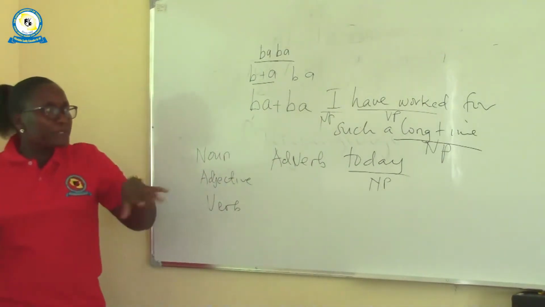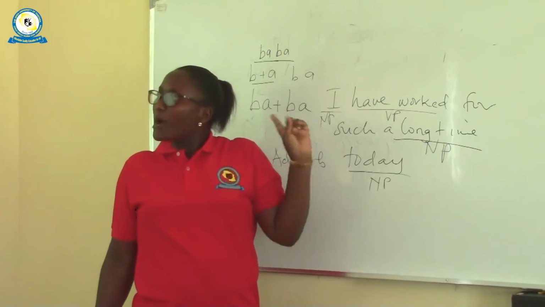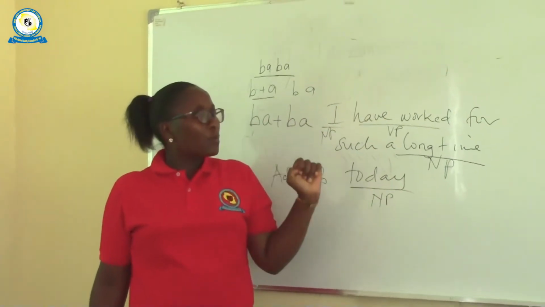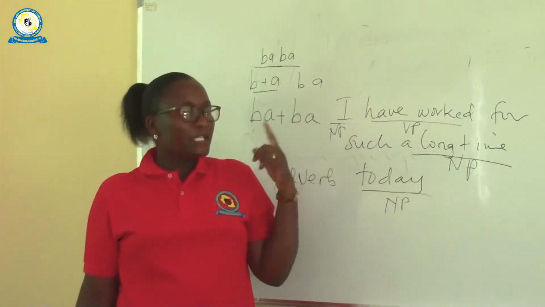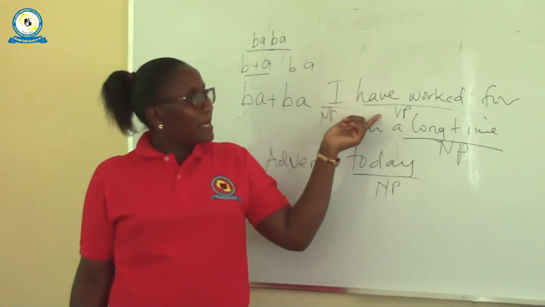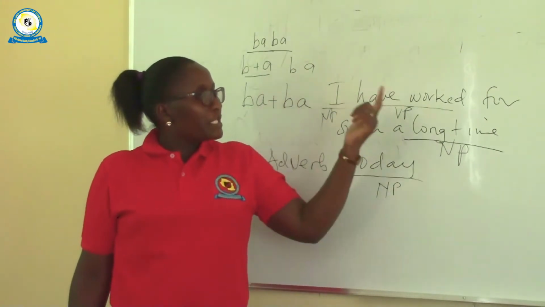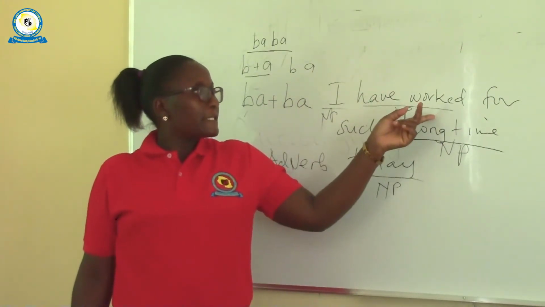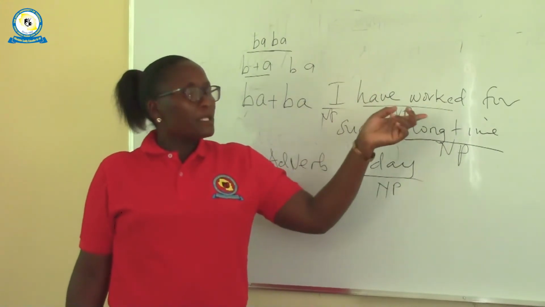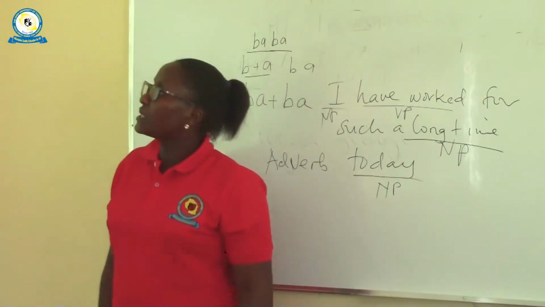Now within the groups, we can find more than one word having the same representation. Like "I have worked." "Have" is a helping or auxiliary verb, a modal auxiliary verb, which is helping the verb "worked." This is the auxiliary verb and this is the main verb. But they are grouped together into that group.